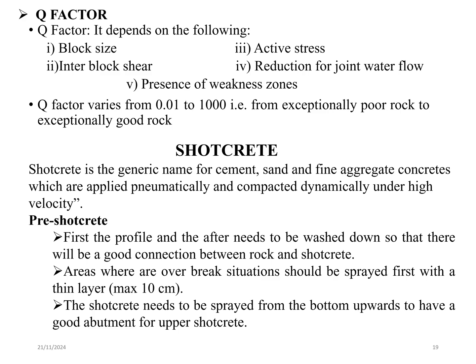Shotcrete. Shotcrete is a generic name for cement, sand, and fine aggregate concretes which are applied pneumatically and compacted dynamically under high velocity. Pre-shotcreting is also known as the shotcrete application of the first layer. The first layer of shotcrete, which is also known as seal concrete, is applied to the tunnel walls to provide immediate support. This layer is typically up to 50 mm thick and helps to stabilize the rock and prevent further loosening.